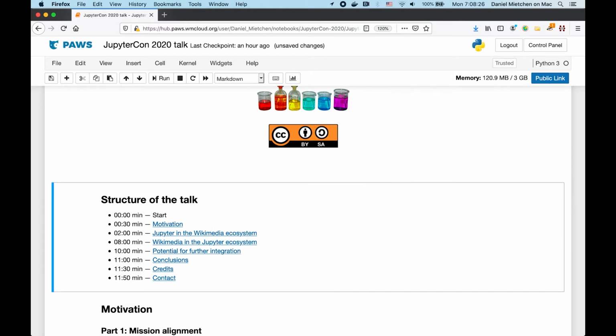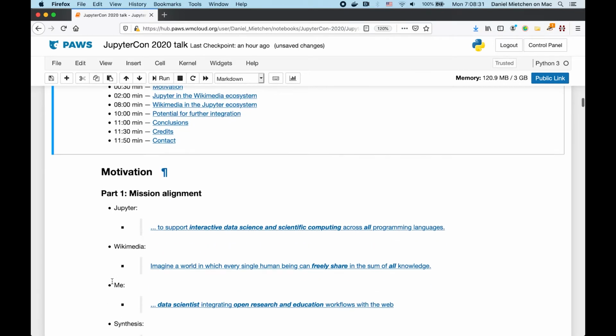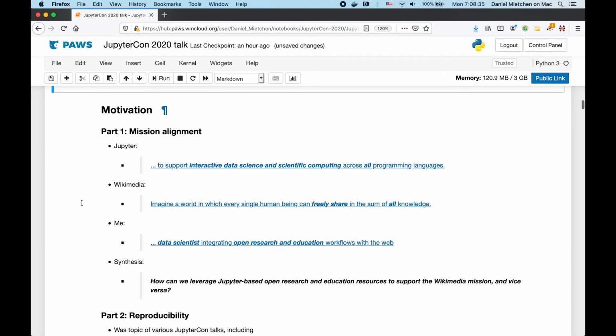The structure of the talk is this. So this is the rough timeline I'm striving for. Let's start with motivation. This has two parts, mission alignment and reproducibility. Let's start with the mission alignment.